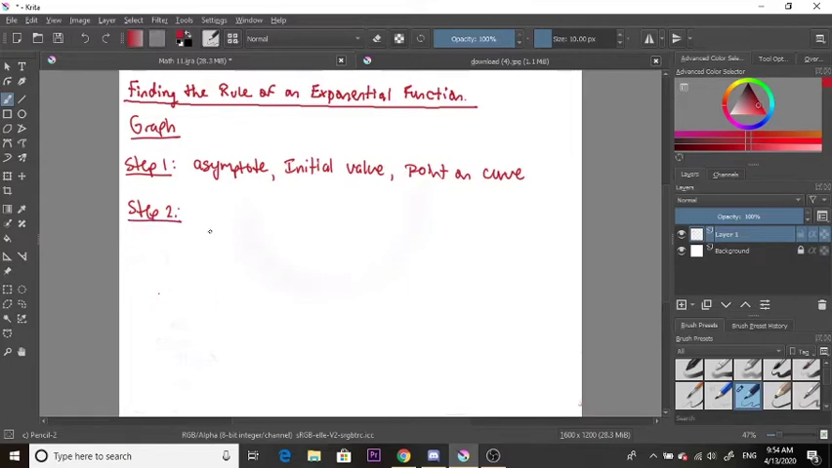Step 2. You need to determine your k-value. So remember, your asymptote determines your k-value. Your asymptote equation is y is equal to your k. So you use your asymptote to find your k-value. And then you also want to use your initial value to determine your a. So the coordinates of the initial value are 0, a plus k. So once you have your k, you can determine what your a is from that.